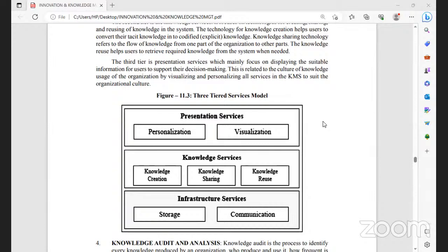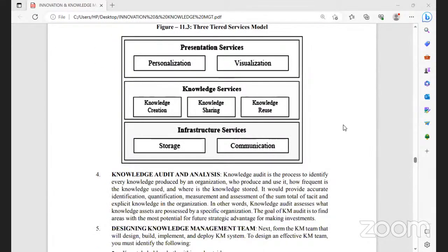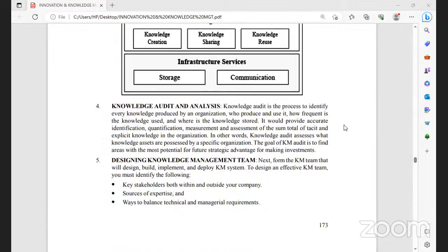Third one is infrastructure service, that is storage and communication. Process: knowledge audit and analysis.